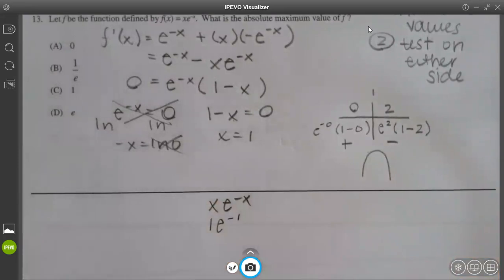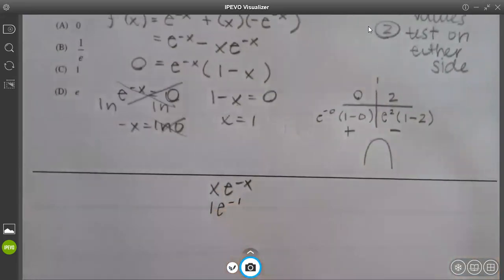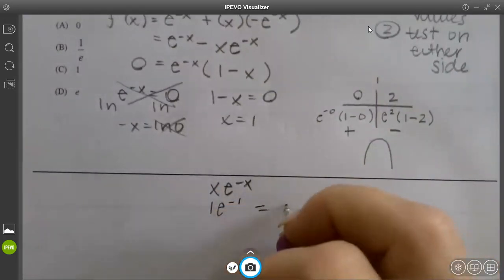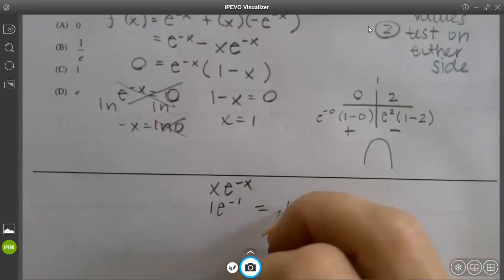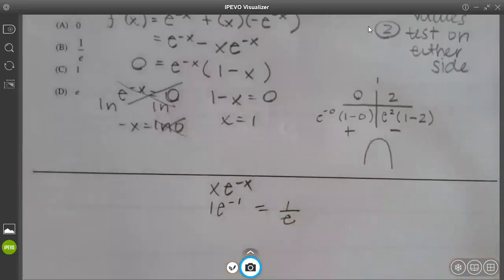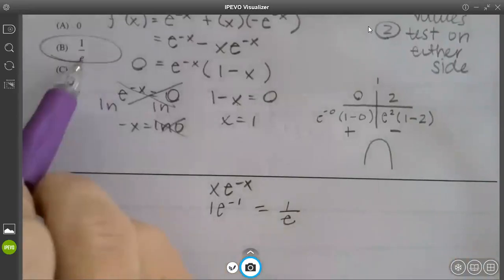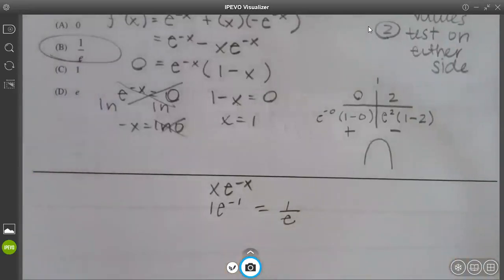E to the negative 1. How do I rewrite e to the negative 1? Put it on the bottom. So if you got C, I give that, but it asks you for the maximum value. If you need to make that note, maximum value is your y coordinate. So great job if you got 1. You were almost there.